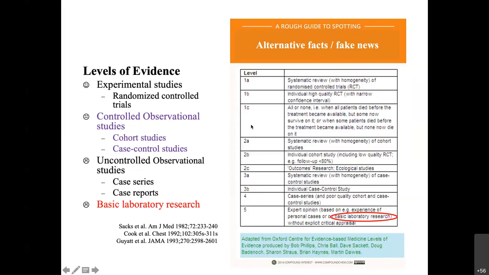We talked in more detail in the last 15 minutes about randomized control trials. The randomized control trials themselves can be high or low quality. And low quality randomized trials could be very close to observational studies in terms of trustworthiness. And observational studies of high quality can be very close to randomized trials in terms of trustworthiness.